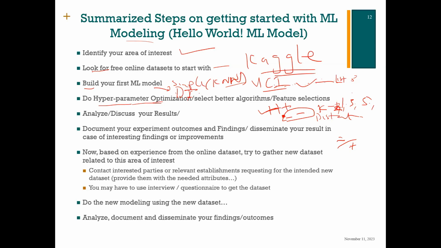Once you have done that, sometimes you might also have to change the algorithm, try different ones and see the one that works for you. Sometimes feature selection might be needed to get better results, but we will discuss this later.